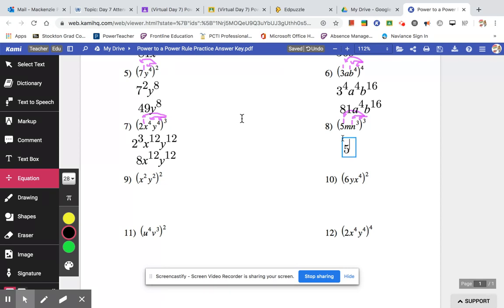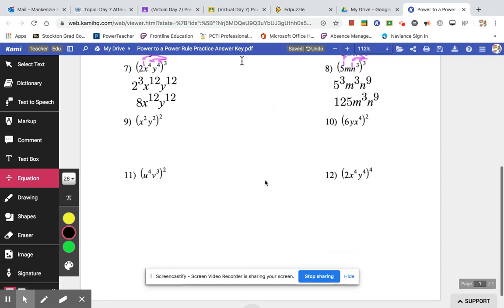So it'll be 5 to the 3rd, because 1 times 3 is 3. M to the 3rd, because 1 times 3 is 3. And then n to the 9th, because 3 times 3 is 9. And I believe 5 to the 3rd is 125. So let me know if it's not, but I did do that in my head. But if you do 5 times 5 times 5, you should get 125. And I'm just rewriting the ones I can't simplify.